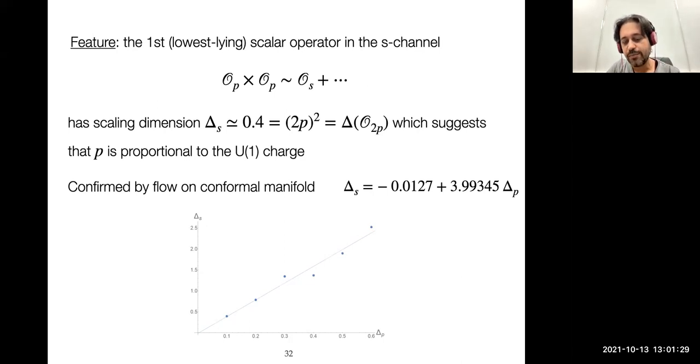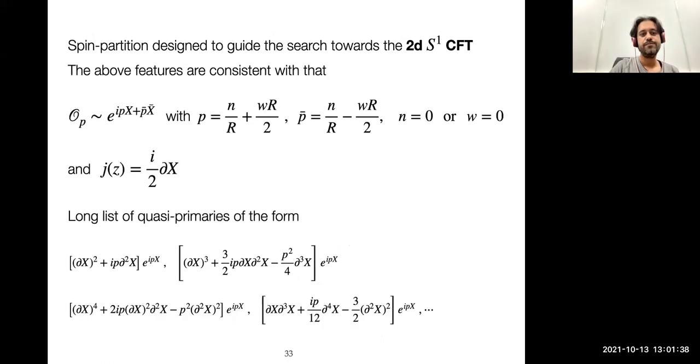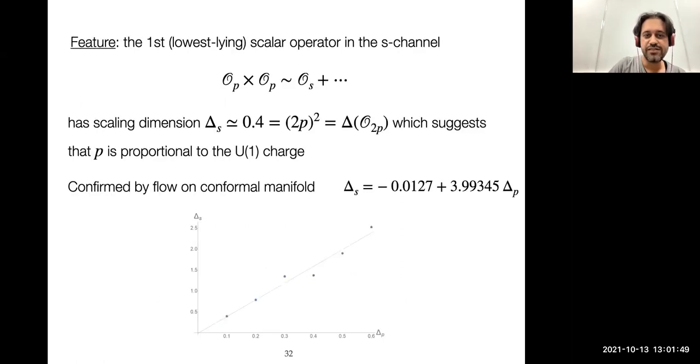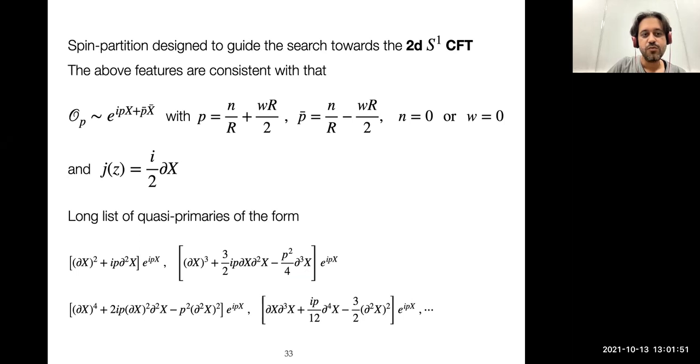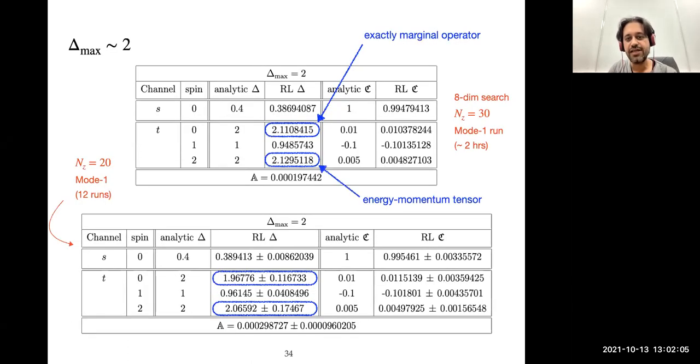And we also vary delta P on the conformal manifold, and we get the same result. So basically there is a slope here, which is close to 3.99. That fits very well with the corner we were trying to push the algorithm to. We were trying to push it to discover the 2D S1 CFT. And this picture fits with the interpretation of this OP as, since it's a scalar operator, an operator with momentum or winding. Again, if you know that this is the theory, you can write down the quasi-primaries. Now I can add to this list also the analytic results. And you see that we're not very far away.